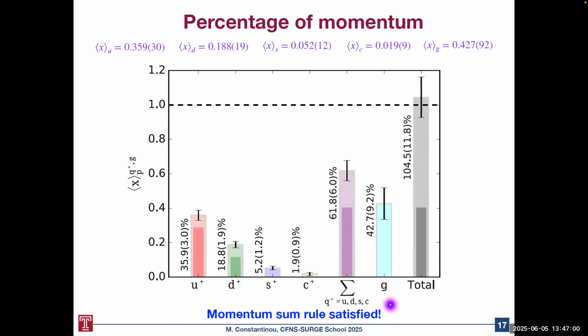The gluon was also done with a diagram that probes gluonic contributions. That's about 40%. And if you add all of the quarks and the gluons together, you get about 104% with an error that is 10%. But you see how you have identified this from lattice QCD.